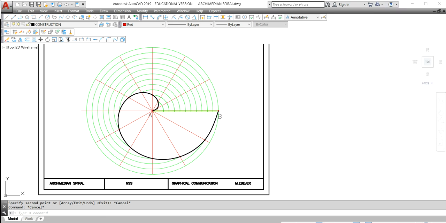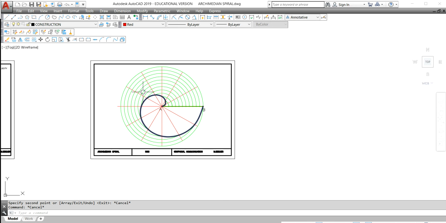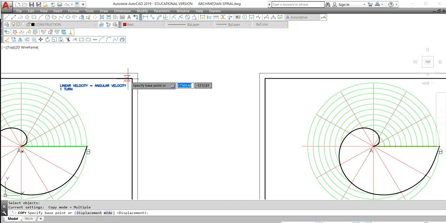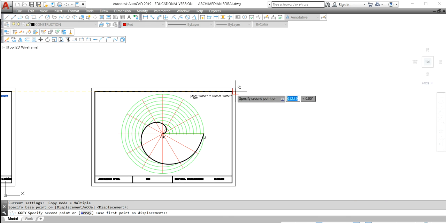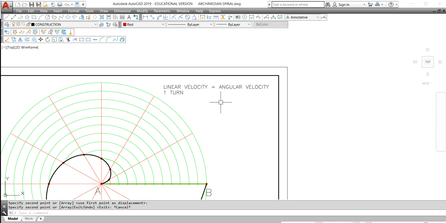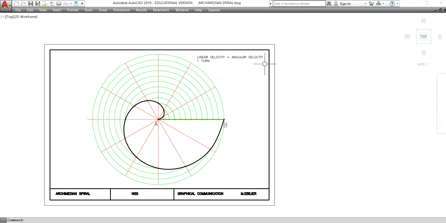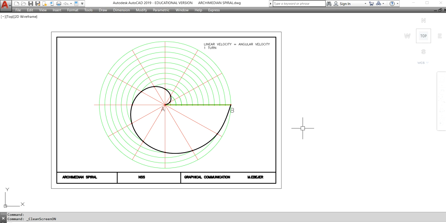So basically, this is the answer. Here, using 5 or 3 millimeter, right? Linear velocity equals angular velocity, and write 1 turn. Okay? Take time to design this Archimedean spiral curve. Thank you.